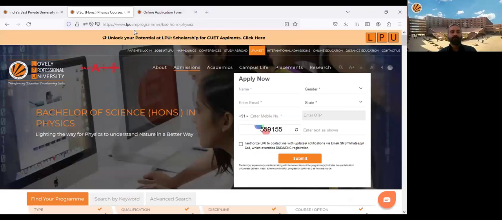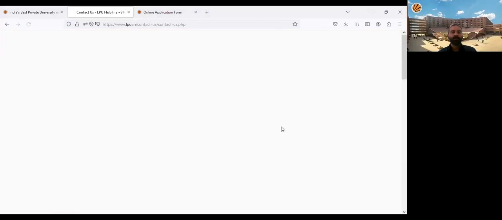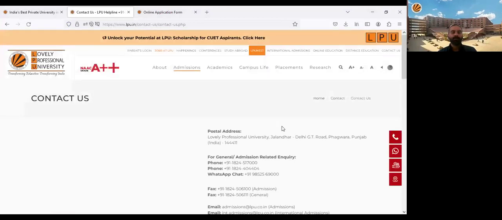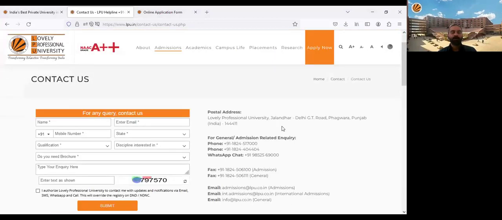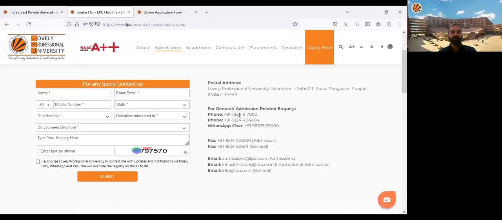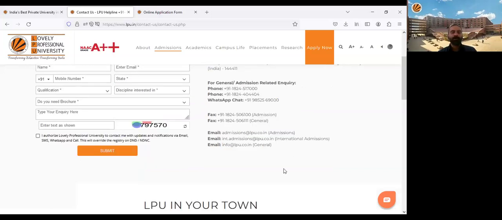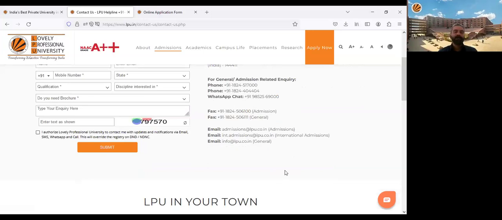If you want to contact us further, go to the website where Contact Us is available. Click there, and all the relevant mobile contact numbers are available. For general or admission related queries, you can contact any of these numbers. If you want to chat on WhatsApp, you can note down this number. And if you want to mail us, the address is admissions@lpu.co.in. So these are the contact details.